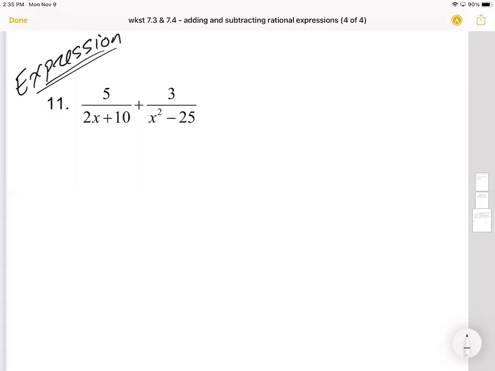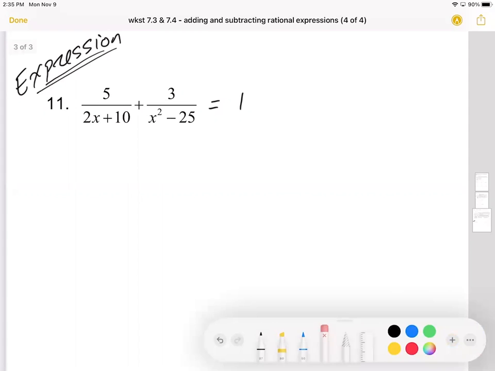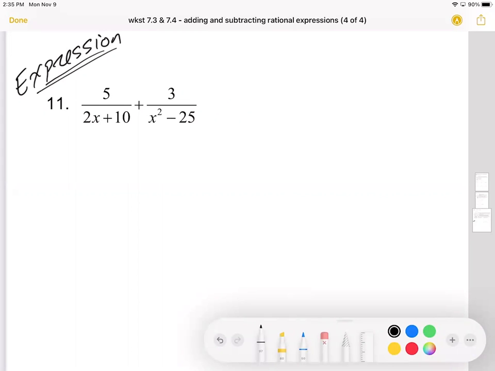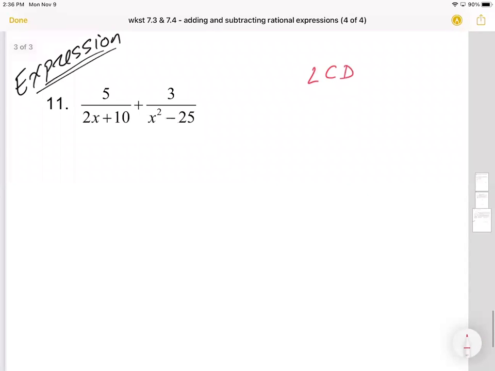So how different is this problem? Again, if this is equal to something, then we know life is good, because once we find the LCD, all we need to do is insert it to the numerator. But because this thing does not have an equal sign, this is what you need to do. The first item is the same as before: we need to find the LCD.